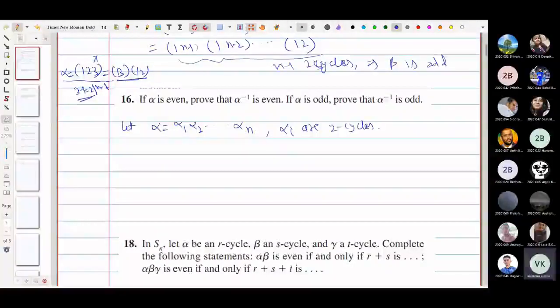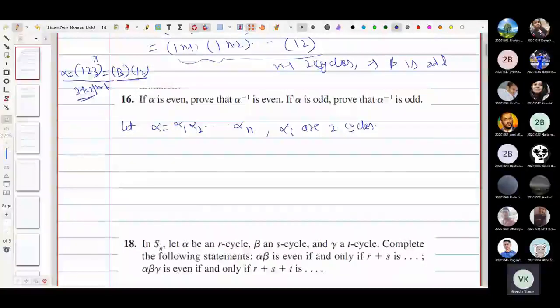Alpha i are 2 cycles. In the first case alpha is even, so the number of 2 cycles should be even, and n is even. So they are talking about what happens to alpha inverse.